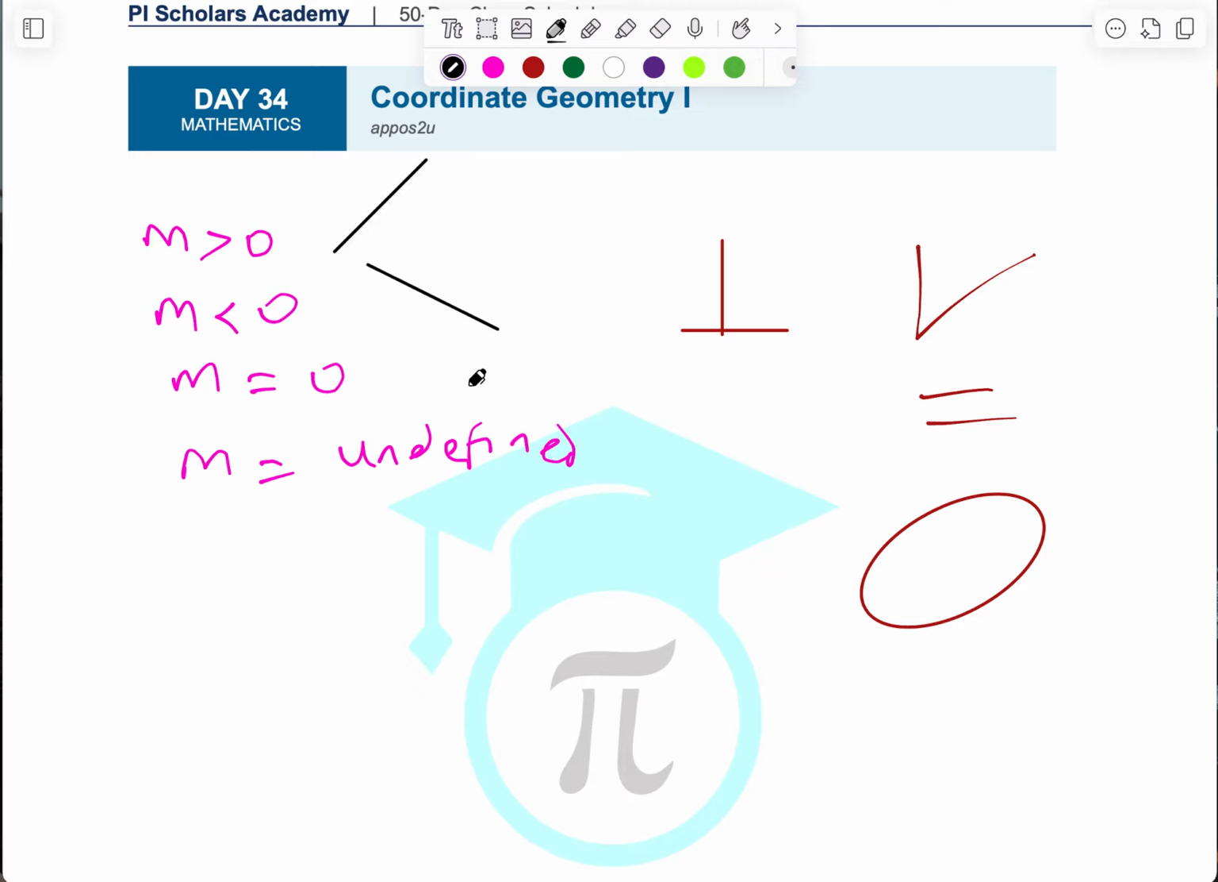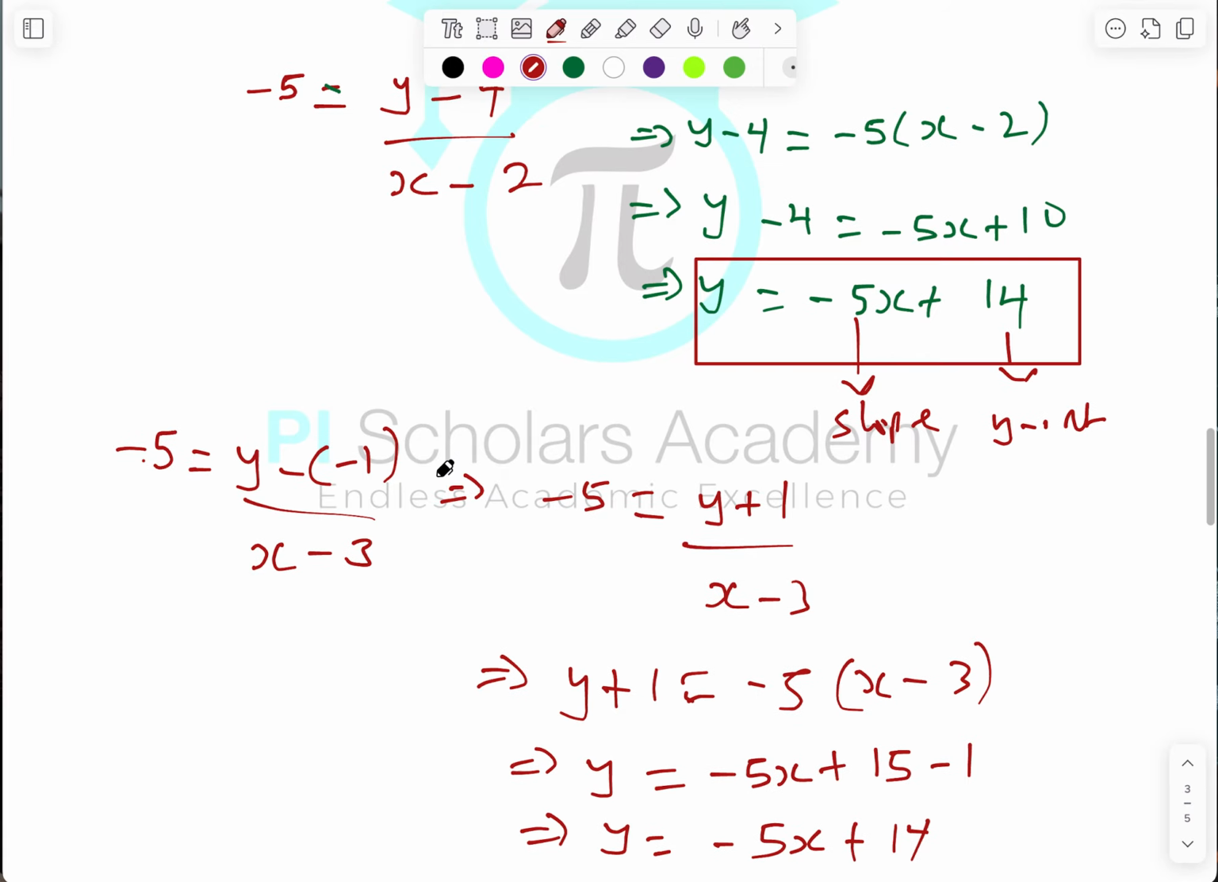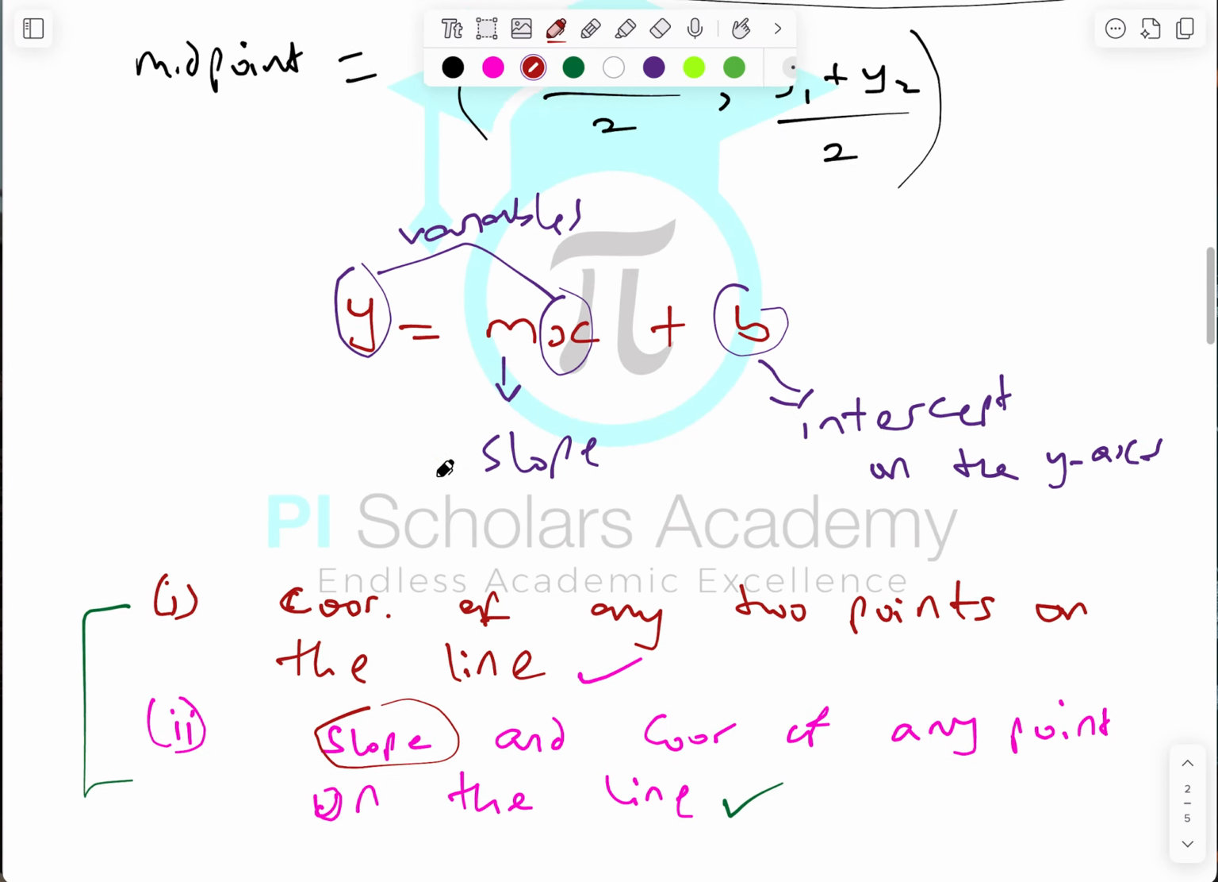A zero slope means a constant. That is, the y value is constant as the x value is changing, and you have something of this nature. An undefined slope means that the x value is constant even though the y value is changing, and you have something of this nature. So with this, you should be able to identify any form of line based on the slope that you are given. And that's basically what we are going to be covering in today's class on coordinate geometry.